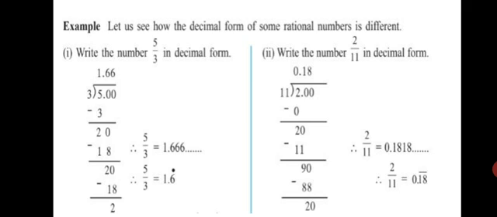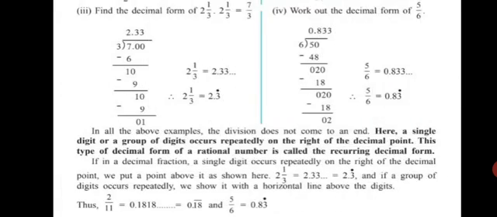So we need not write 18 every time. How will you write it? Therefore 2 upon 11 is equal to 0.18 and a horizontal line above 18 says that 18 is repeating again and again. So if a single number is repeating, you put a dot on top, a point, and if more than one number repeats in the same sequence, then you put a horizontal line on top. So this way you can complete your working. Let's see two more examples.